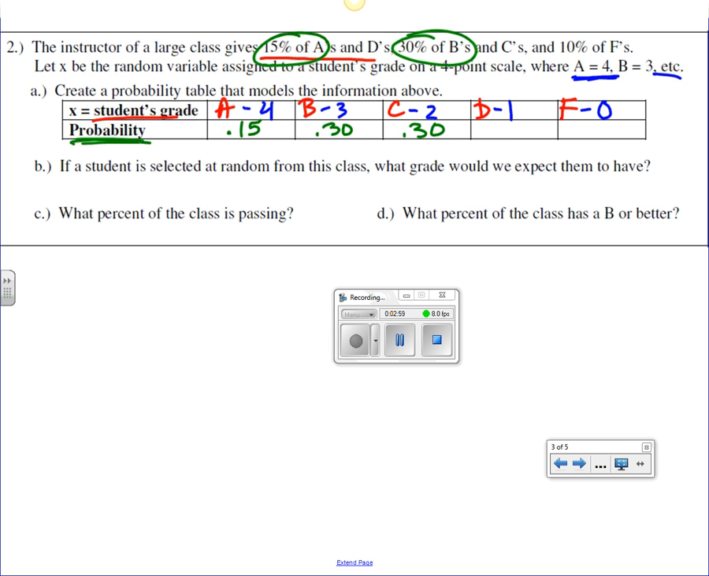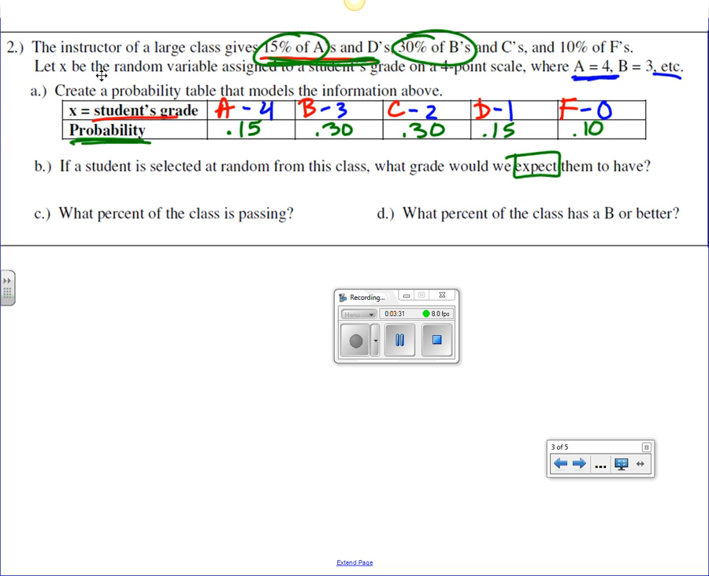All right. What percent get D's? 15. You got to go back to the front of the word problem. And what percent get F's? 10. Okay? All right. There is going to be one question like this on the test on Friday. If a student is selected at random from this class, what grade would you expect them to have? Go ahead and circle or underline expect. Whenever it asks you what to expect, this is how you do it.